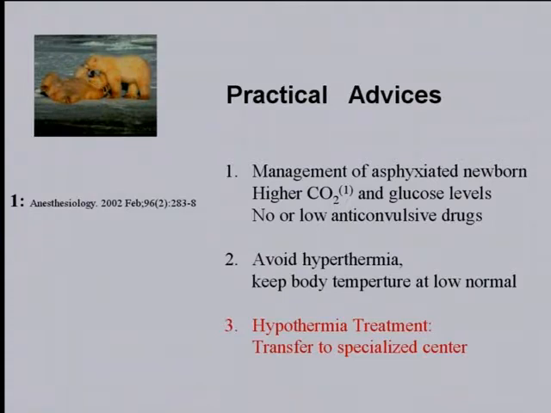You would, from now onwards, you probably do already, avoid all hyperthermia. That means you would not switch on radiant heaters and all those things. You keep the body temperature at low normal. And finally, you would start hypothermia treatment if it's indicated, and if possible transfer to a specialized center, but start wherever the baby is born and provide hypothermia in any case.